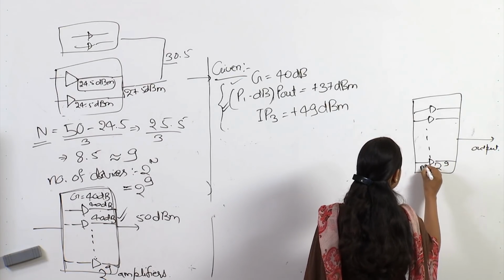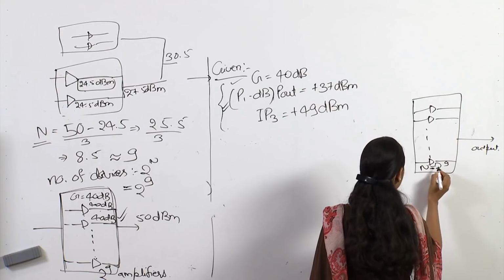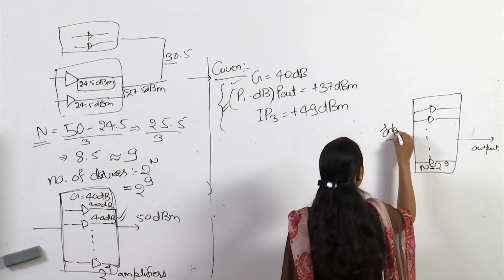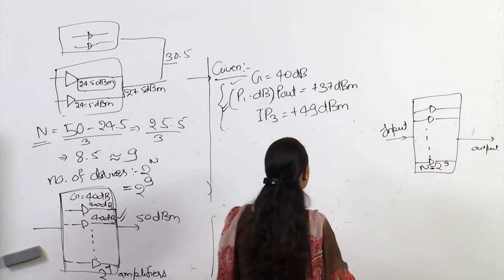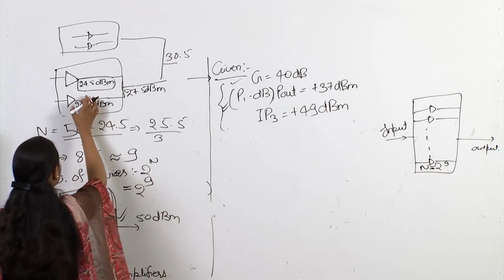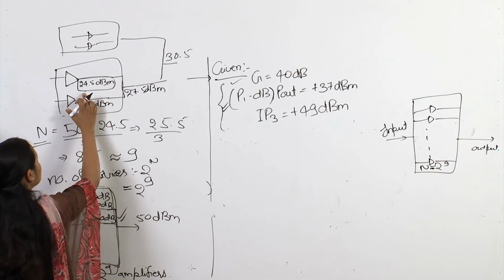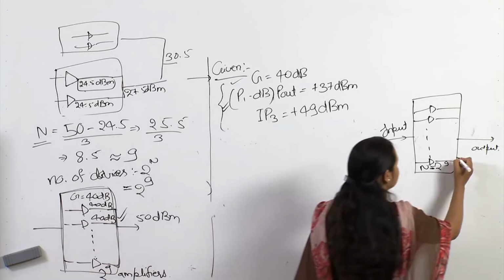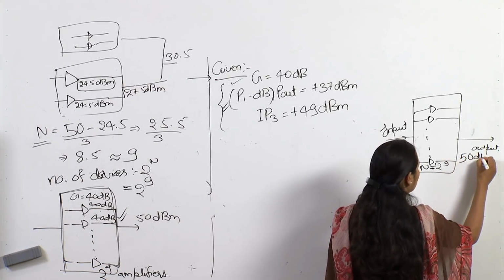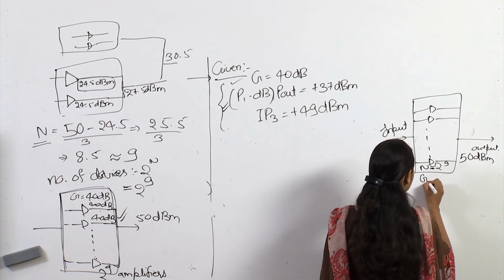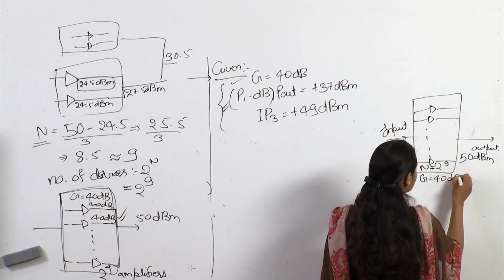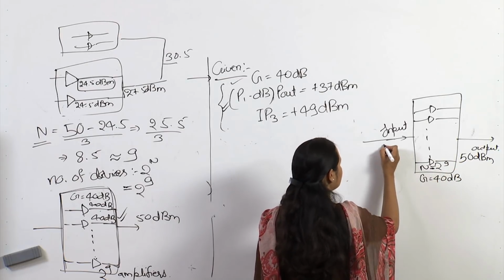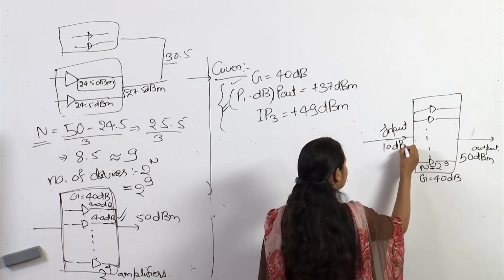N is equal to the number of devices here, 2 to the power 9, and this will be the input. At the output of each device we had 24.5 dBm, and eventually we had 50 dBm at the output. Now the system gain is 40 dB. So what will be the input power? 50 minus 40, so 10 dBm.